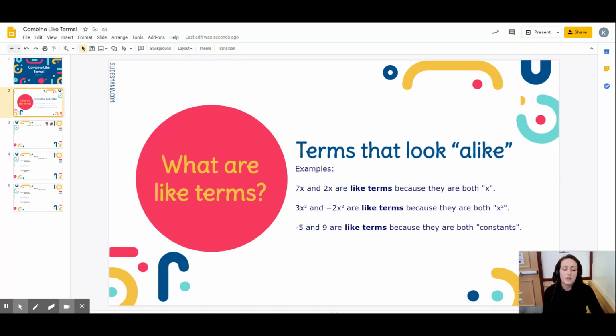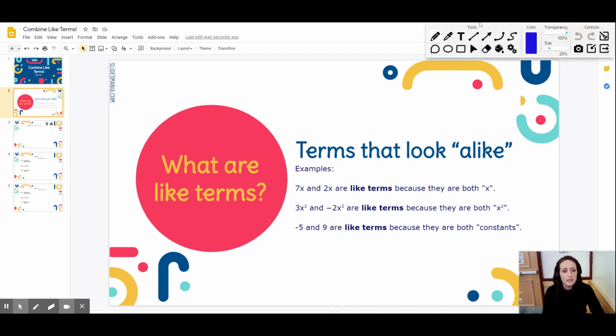Like terms are things that look alike. They share the same variable with the same exponent. So, if you look right here on this example, 7x and 2x are like terms because they both have a single x. And in fact, this actually has an invisible exponent of 1. But don't let that throw you off too much. Notice the variable and the exponent match: x^1, x^1, x^1.